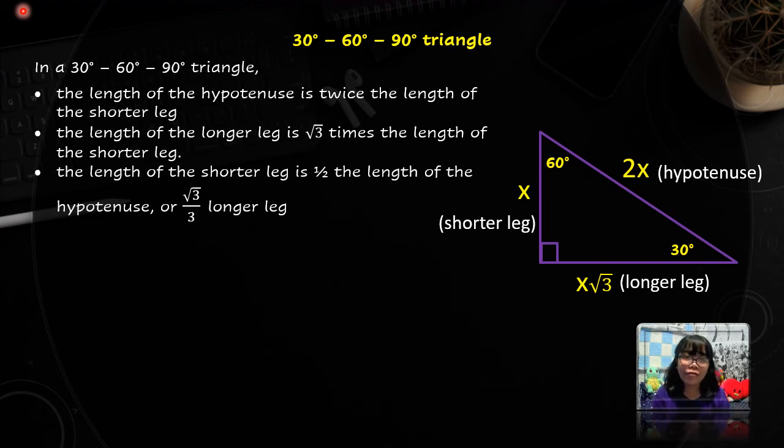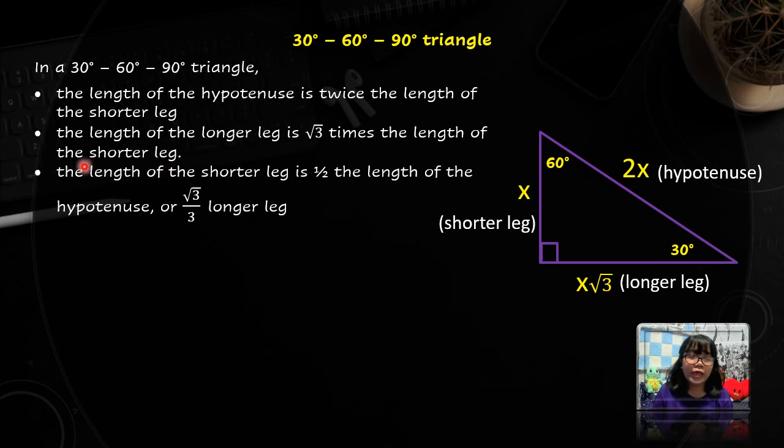That would be half the hypotenuse. So again, hypotenuse to shorter leg, we need to divide by 2. Shorter leg to hypotenuse, we need to multiply by 2. And then, the length of the longer leg is square root of 3 times the shorter leg.